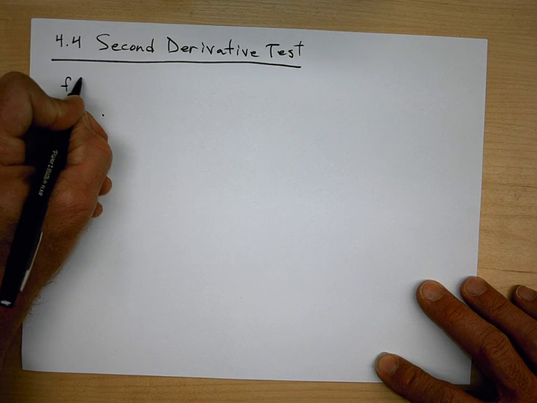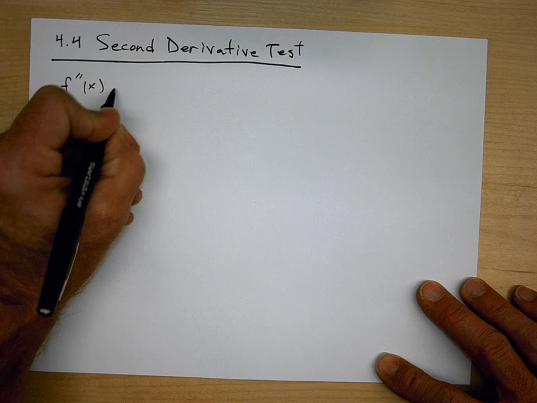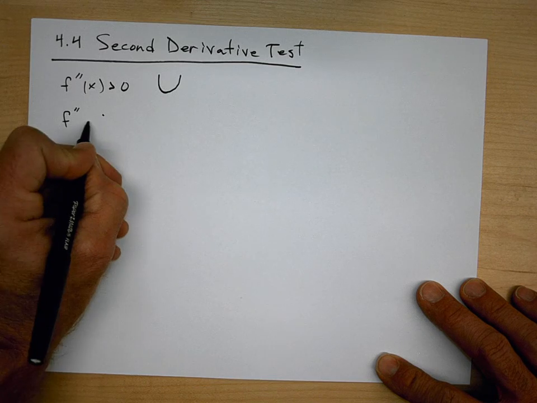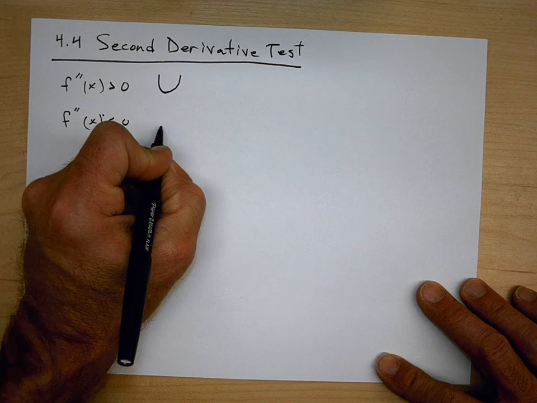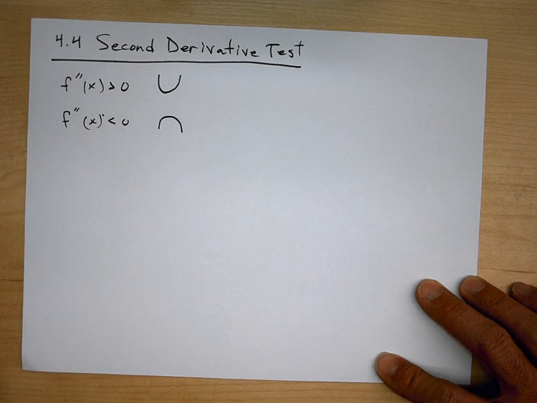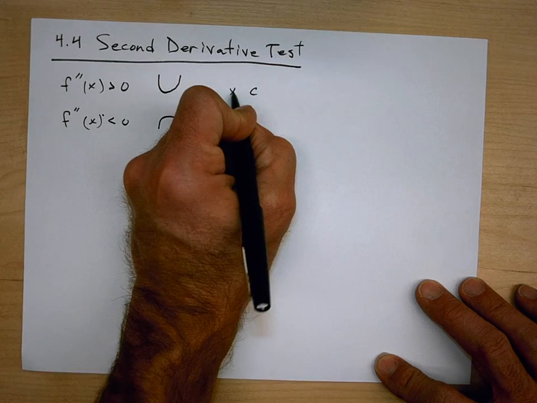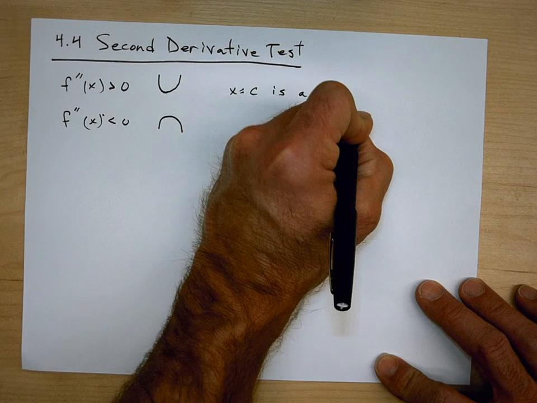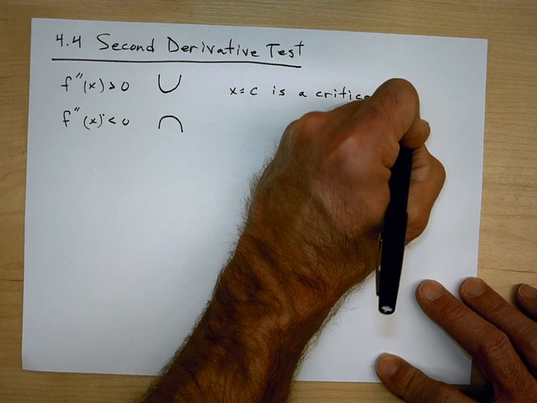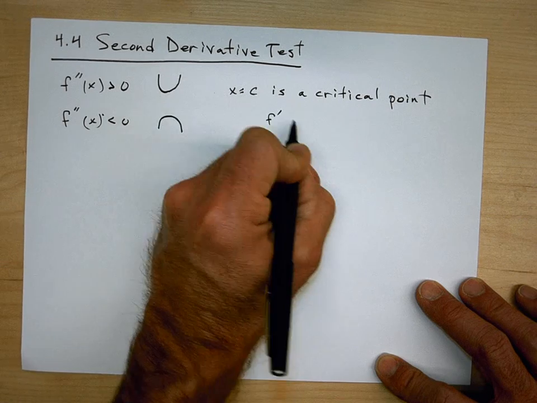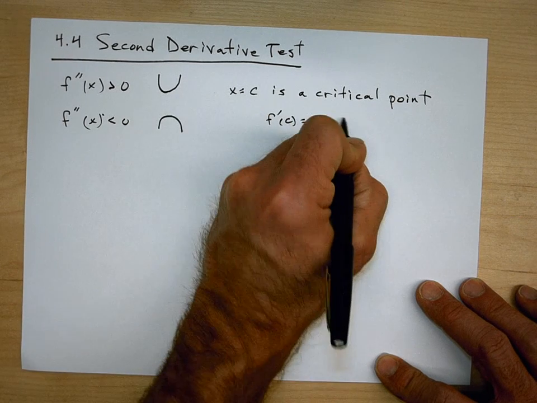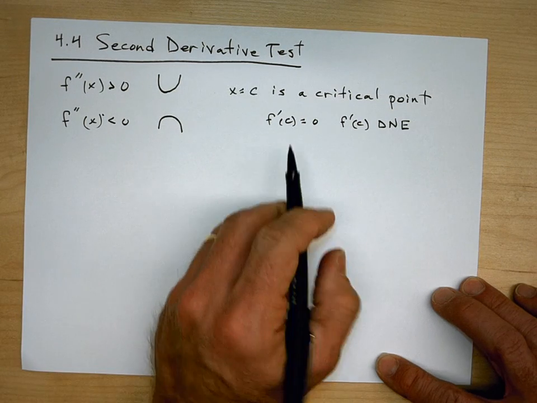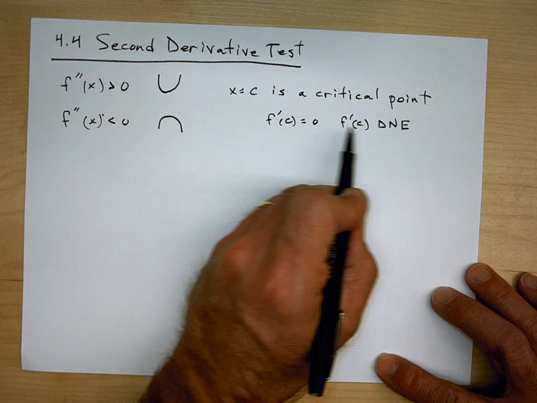So remember from the last lecture, if the second derivative is positive, we're concave up, and if the second derivative is negative, we're concave down. So suppose that x equals C is a critical point. Remember, a critical point is where either f prime of C equals 0 or f prime of C does not exist. But we know that the maximum or minimum of a function will happen at a critical point.